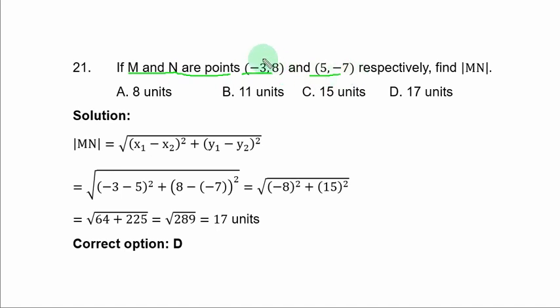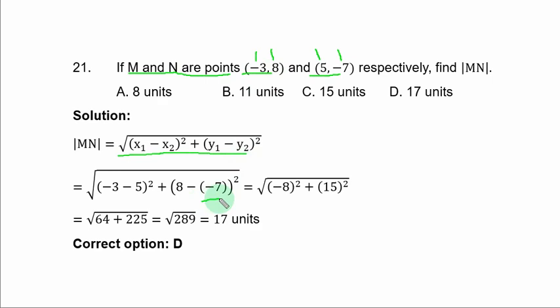So the first coordinate, this is x1 and this is y1. You have x2 and y2. The length MN is obtained using this simple formula. So if you replace x1, x2, y1, y2 with what they stand for, x1 is -3, x2 is 5. You subtract, then y1 is 8 minus y2, which is -7.